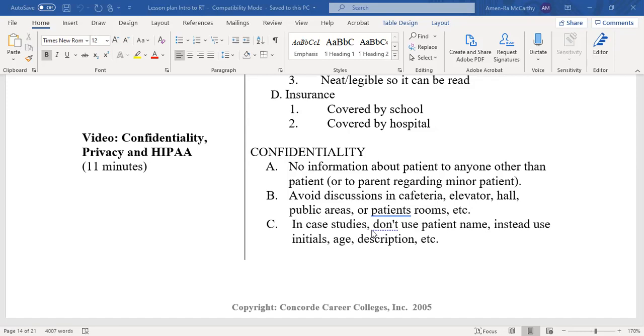All right. Avoid discussions in the cafeteria, elevator, the hallway, public areas, patient rooms. You don't even want to discuss patient information in the patient's room because you don't know who might be in there. Okay. The best place to discuss patient information is at the nurse's station or report areas. Okay, write that down. The best place to discuss patient information is at the nurse's station or in report areas.